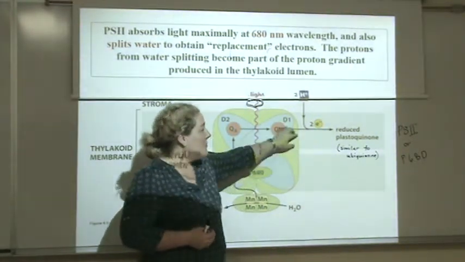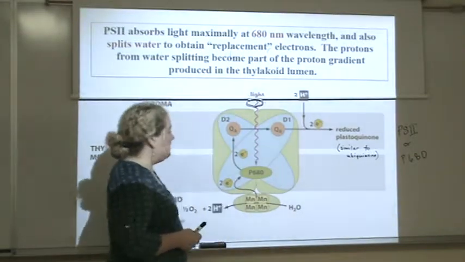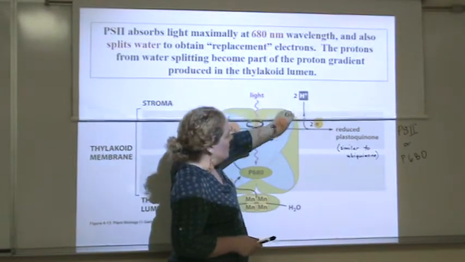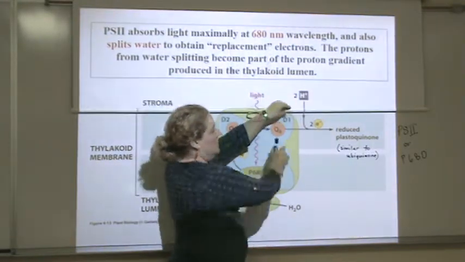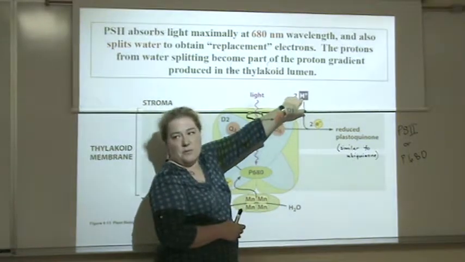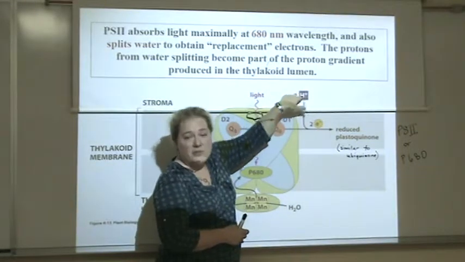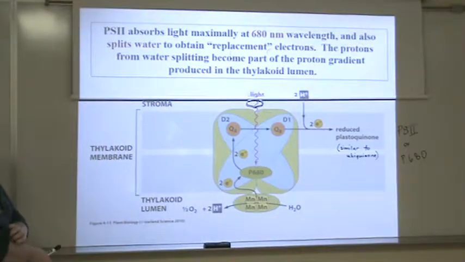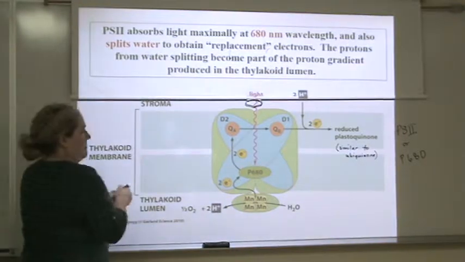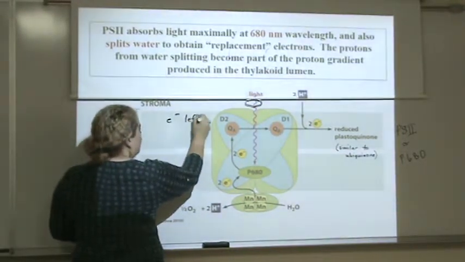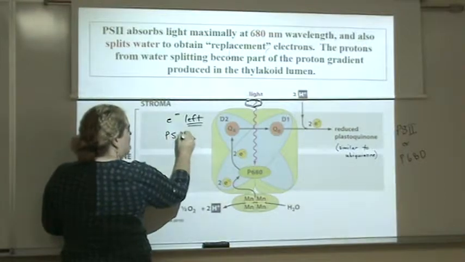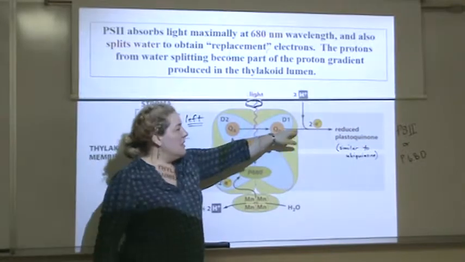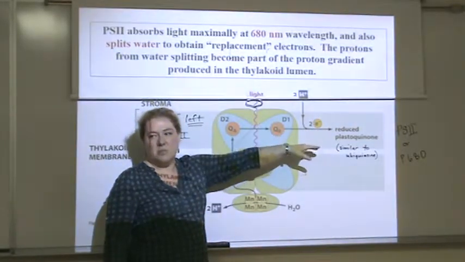Plastoquinone is going to pick up that energized electron. Plastoquinone is also going to be picking up a couple of protons as it reduces plastoquinone. So again, we've got protons following along, kind of like groupies following the electrons. So when that happens, we had an electron that left photosystem 2. Two of them, actually, that left photosystem 2. They have exited the building.